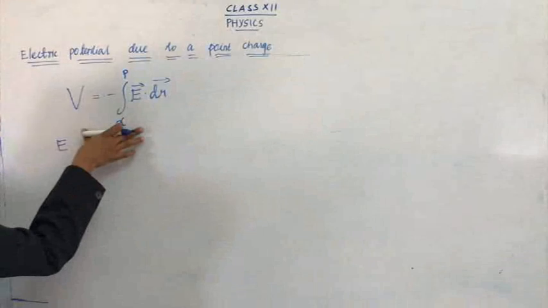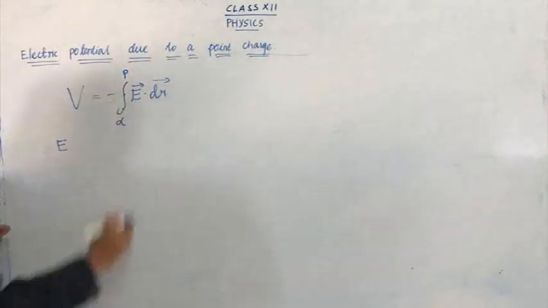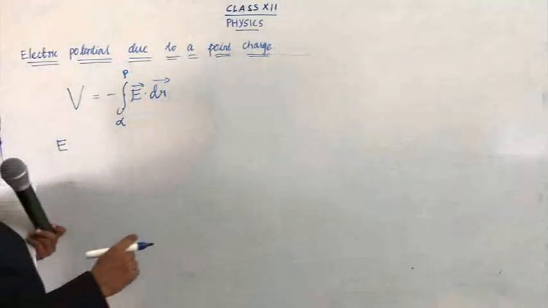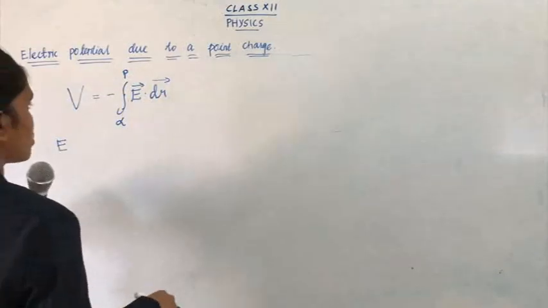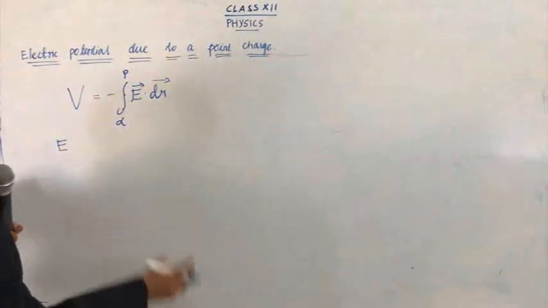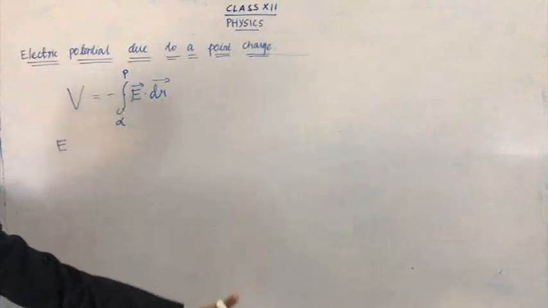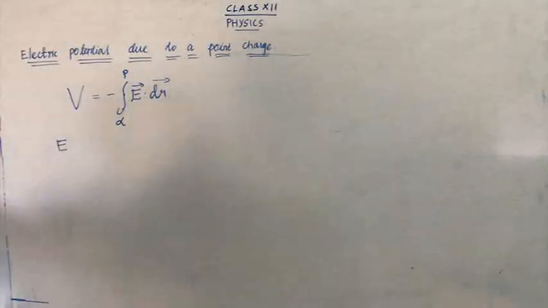In this formula, in this E vector, we are going to apply the electric field, the electric field due to a point charge. In the previous class I put the derivation for the point charge electric field. That electric field formula we will apply here and find the electric potential due to a point charge.